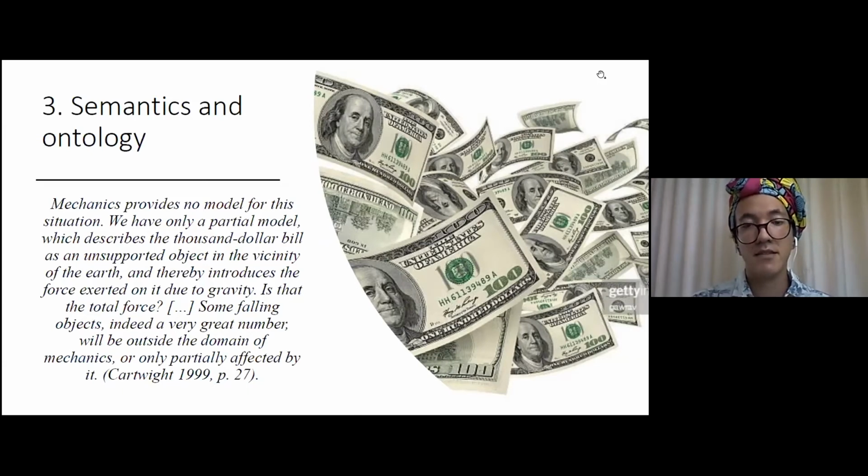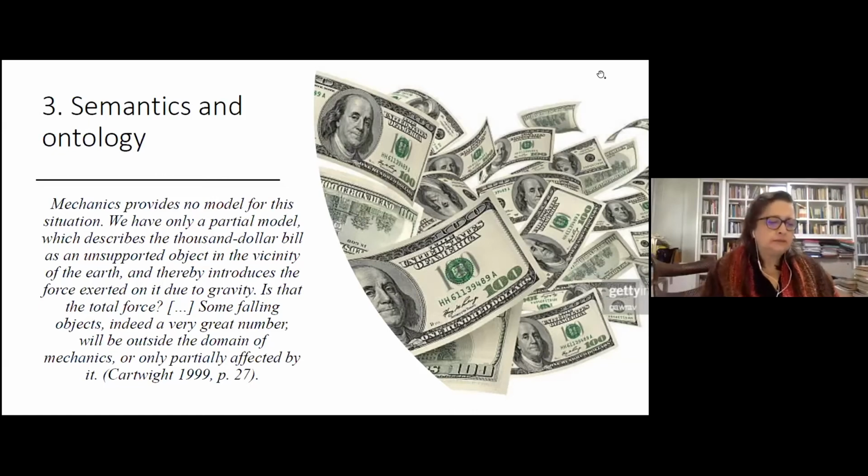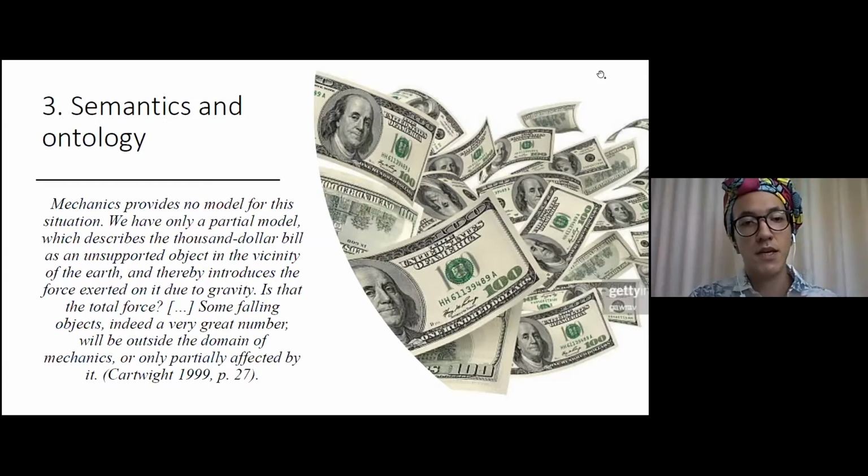Here in this quote is some of the reason that a lot of philosophers take Cartwright as a defender of the position of ceteris paribus laws all the way down, because in this quote, she's dealing with the problem of the gravitational law and the fact that the gravitational law alone is not able to predict the behavior of a $1,000 bill that is thrown in a park or in a place where we have a lot of wind.